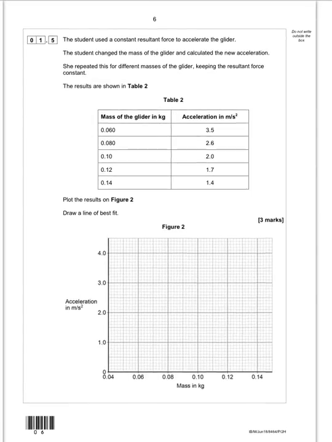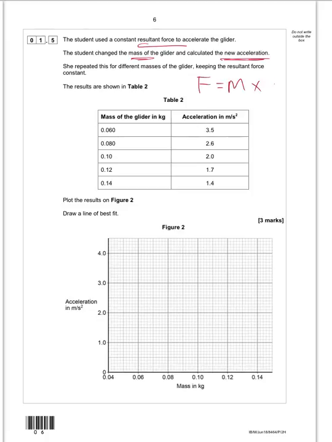So moving on, 1.5. The student used a constant resultant force to accelerate the glider. The student changed the mass of the glider and calculated the new acceleration. So this time, before, she was keeping the mass constant, she was changing the force, and she was measuring the acceleration. Now she is going to keep the force constant, and she is going to change the mass and record the acceleration.